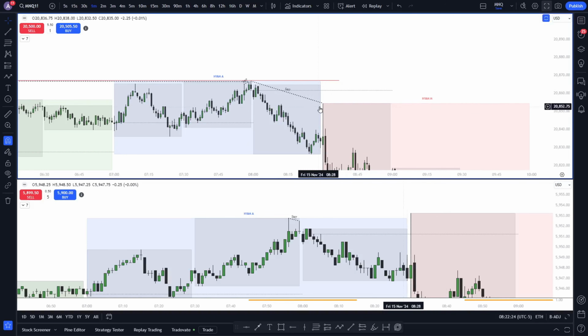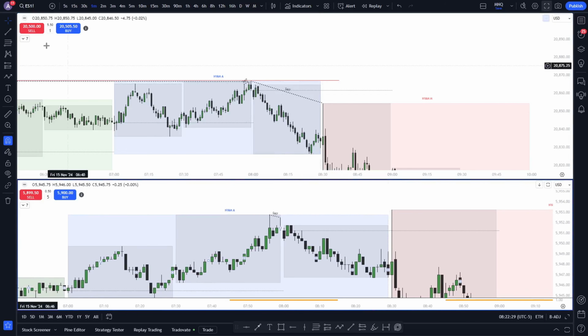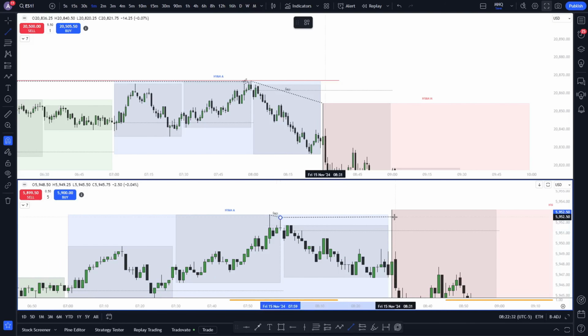Now for our next example, we'll take a look at what forms high probability SMTs. As we can see here, NQ failed to take out this high. However, if we take a look over at ES, look at this. ES took out our 90-minute cycle high. When SMT occurs at time-based liquidity pools, these are super high probability SMTs.